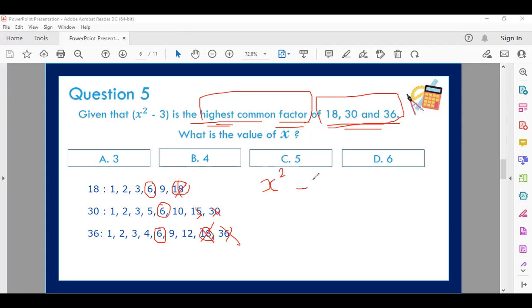So x squared minus 3 equals 6. You remember the funneling method? So x squared, this is algebra, equals 6 plus 3, which will be 9. And x is equal to 3. 3 squared is 9. Answer A. Got it? All right, number 5, answer A. Okay, next question. Let's clear all this.